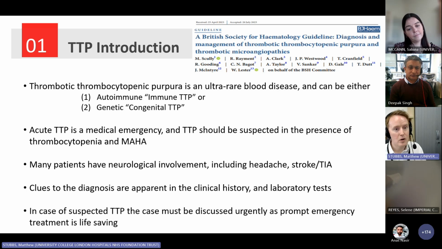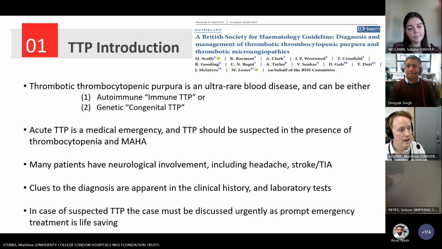And so that's why it's important that we identify these cases both from a clinical perspective and also from a laboratory perspective. Clues that can suggest that a patient might have TTP, separate from the laboratory features, are neurological involvement. So if you have in the blood film or request forms that the patient has neurological symptoms, stroke, TIA, headaches, visual disturbances, those could be additional clues that the patient might have TTP.